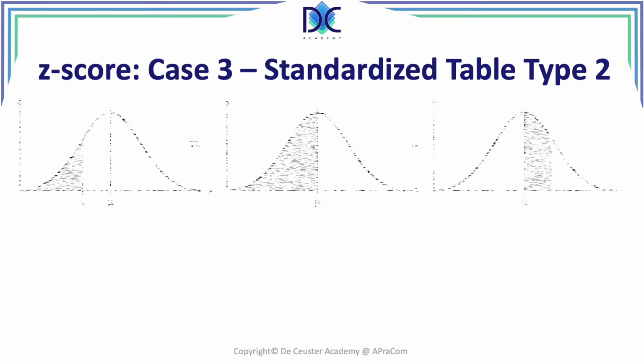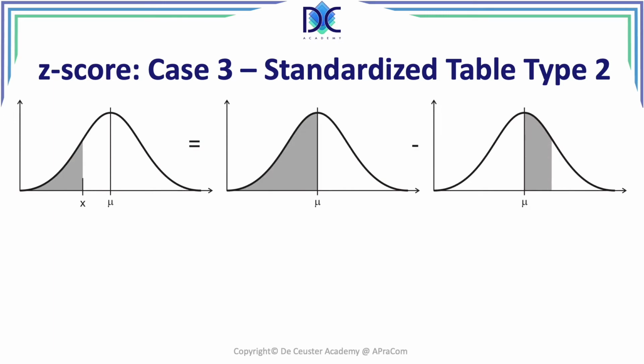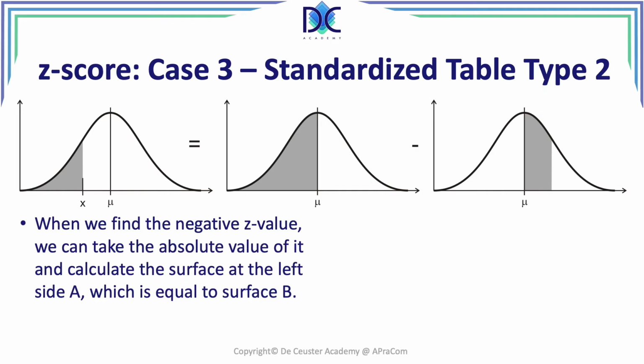Do the same thing with the second table. The second table, which is a little bit different, and here we have to use a trick. We have to find a way to do this. First of all, we have to find the negative z value and we take the absolute value of it and calculate the surface to the left between the absolute value of z and the average value, and 0 in this case. So basically when we look at the surface A, this is equal to the surface B.